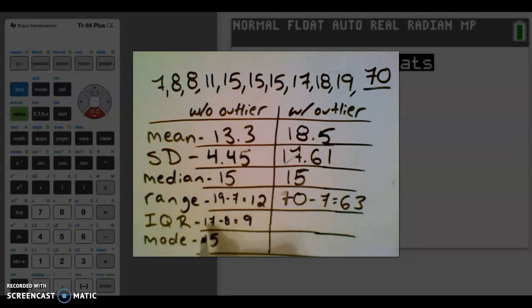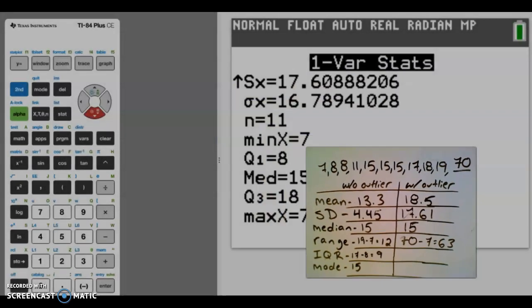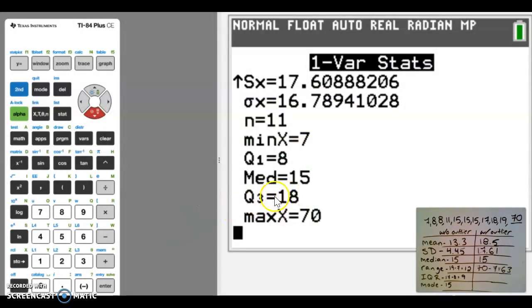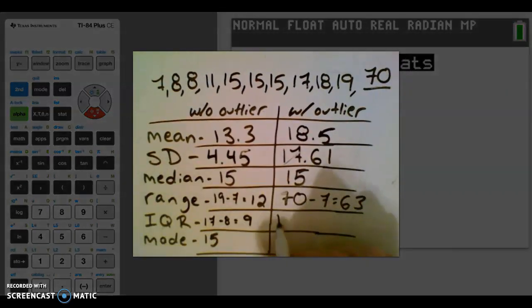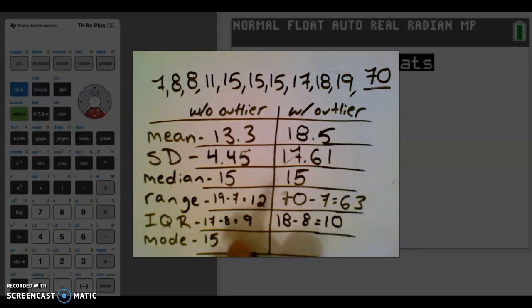The interquartile range, just like your median, could or could not change. It just depends on how the numbers lie. So again, let's go look real quick. Q3 is 18 and Q1 is 8. So it didn't change by a lot, 18 and 8. So 18 minus 8, my interquartile range is now 10. So it only changed by one number, not really that big of a deal, but it did change a little bit.